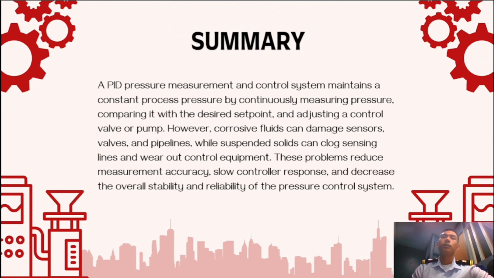So the next is the summary. A PID pressure measurement and control system maintains a constant process pressure by continuously measuring pressure, comparing it with the desired set point, and adjusting a control valve or pump. However, corrosive fluids can damage sensors, valves, and pipelines, while suspended solids can clog sensing lines and wear out control equipment. These problems reduce measurement accuracy, slow controller response, and decrease the overall stability and reliability of the pressure control system.